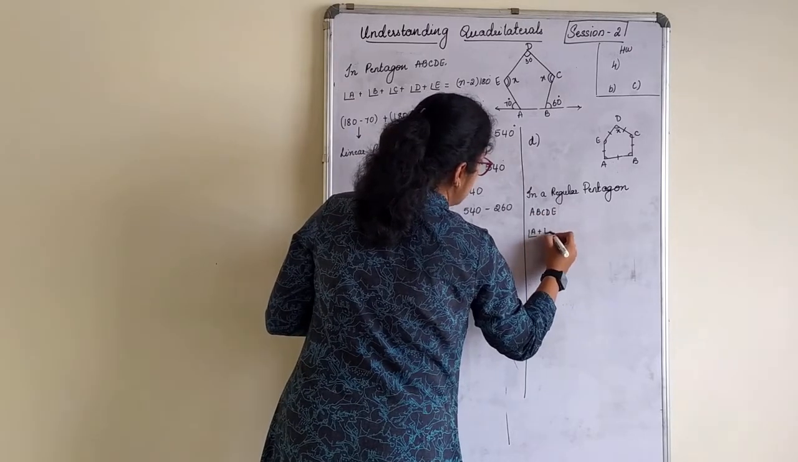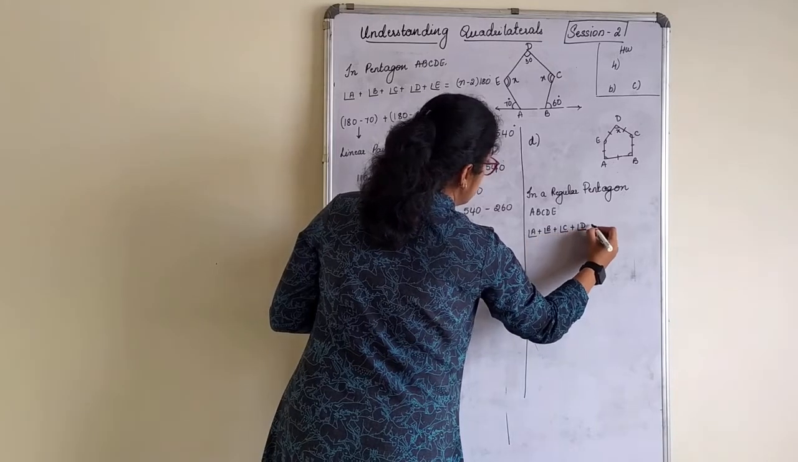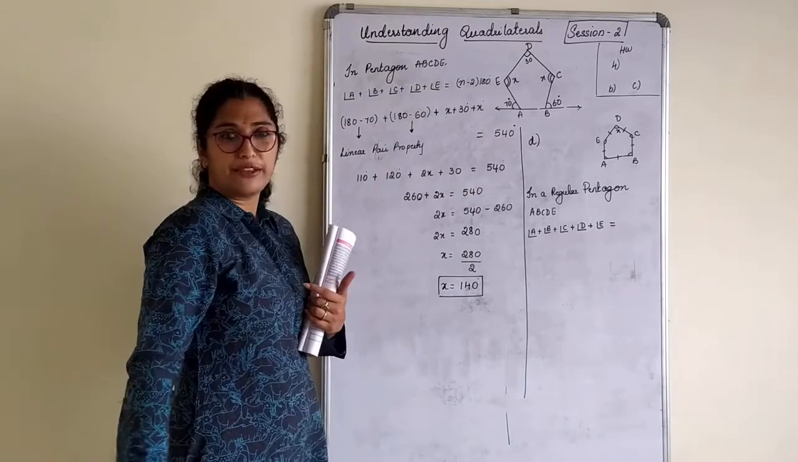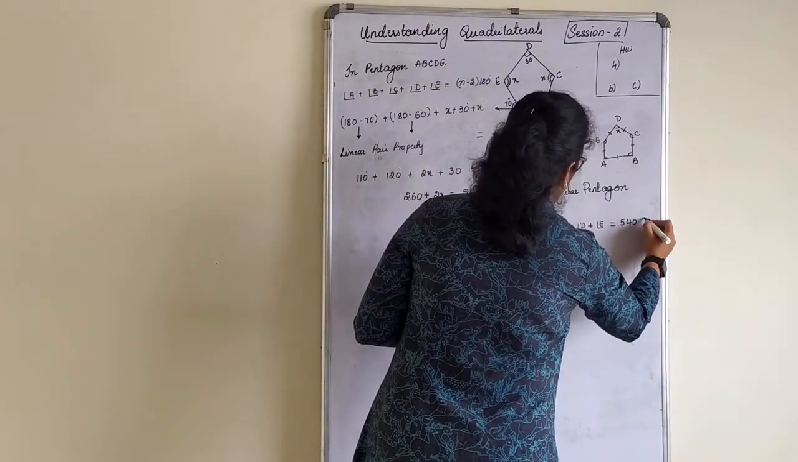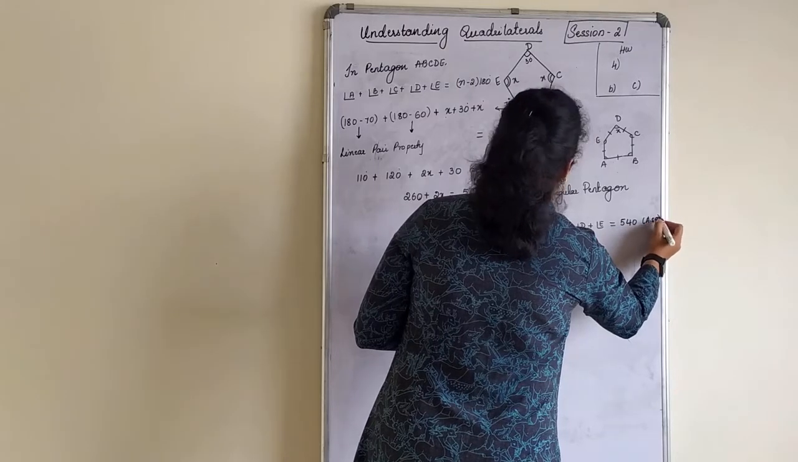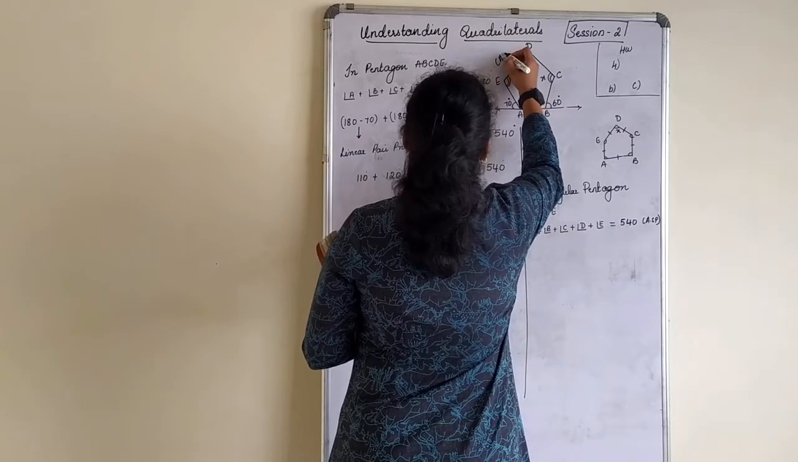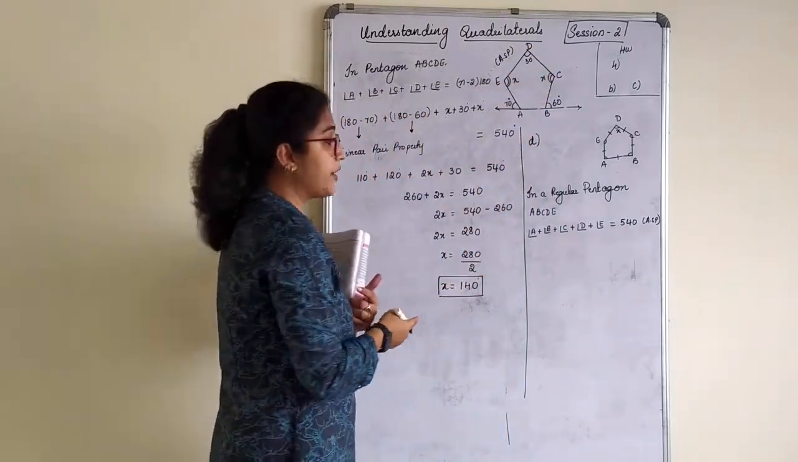Angle A plus angle B plus angle C plus angle D plus angle E is equal to, we already know, 540. Shall I write 540? Okay. But if I have written 540, please write the reason: angle sum property. Even here, children, I need to write the reason as angle sum property. I had forgotten because I just told you some time back.